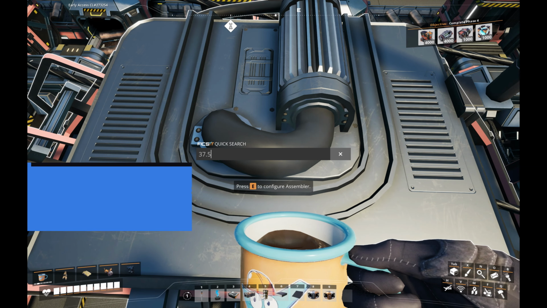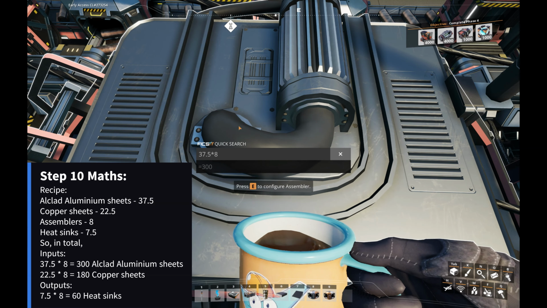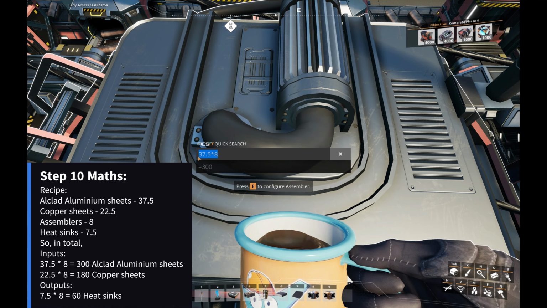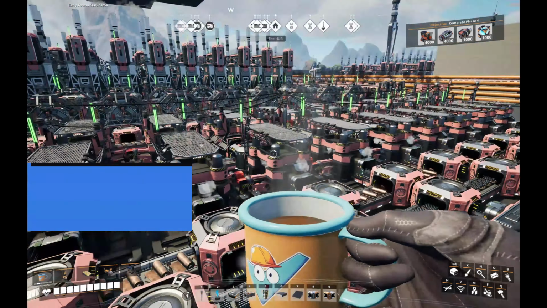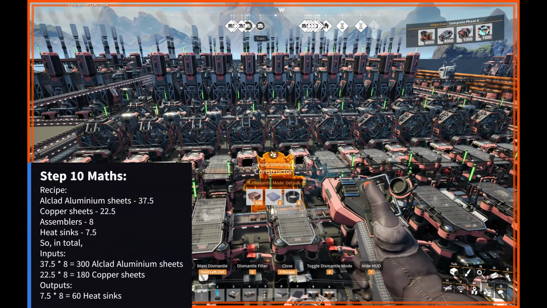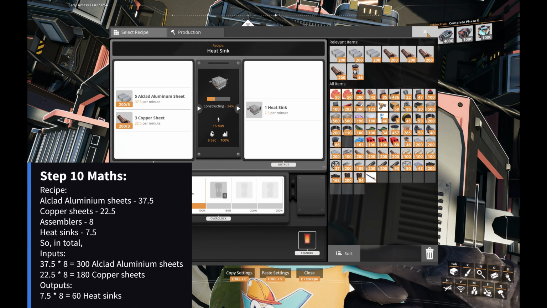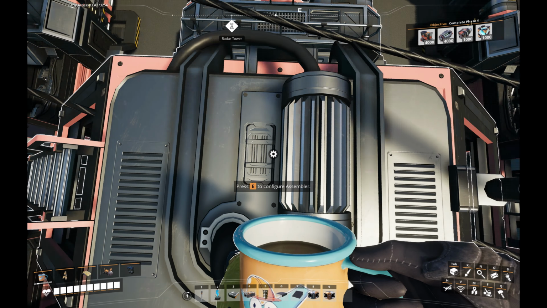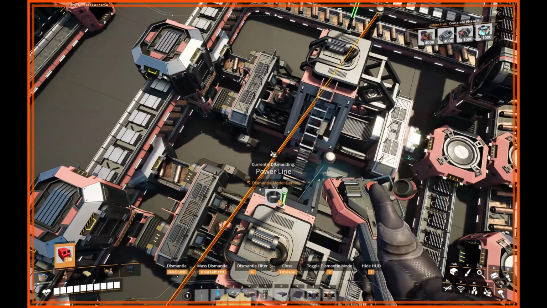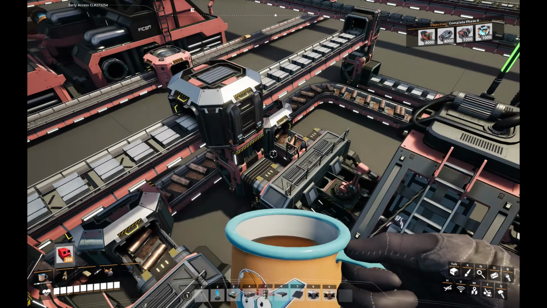For the step 10 maths, the recipe needs 37.5 sheets and we have 8 assemblers, so 37.5 times 8 is equal to 300 Alclad Aluminium sheets. The recipe needs 22.5 copper sheets, so 22.5 times 8 is equal to 180 copper sheets. And for the output, 7.5 times 8 equals 60 heat sinks per minute. I am then merging everything and sending it to the next step finally.